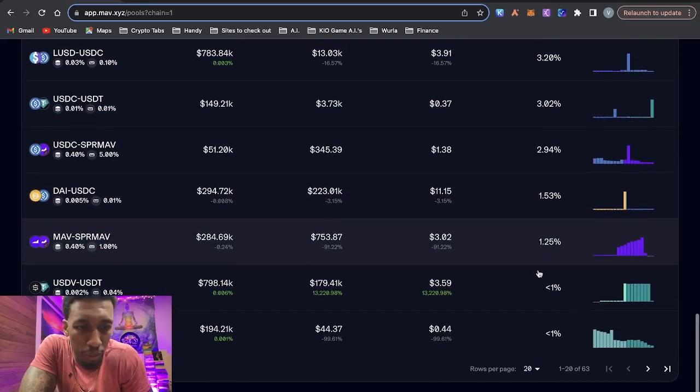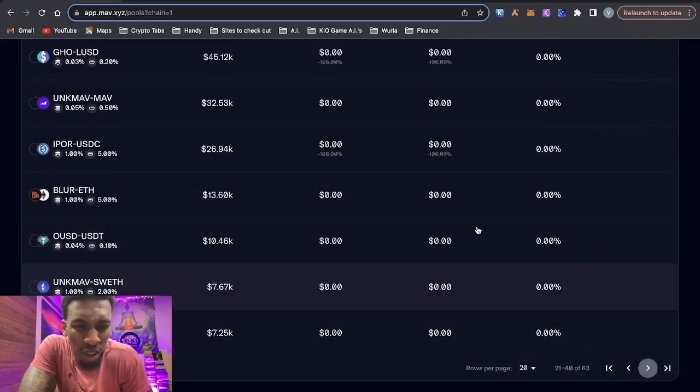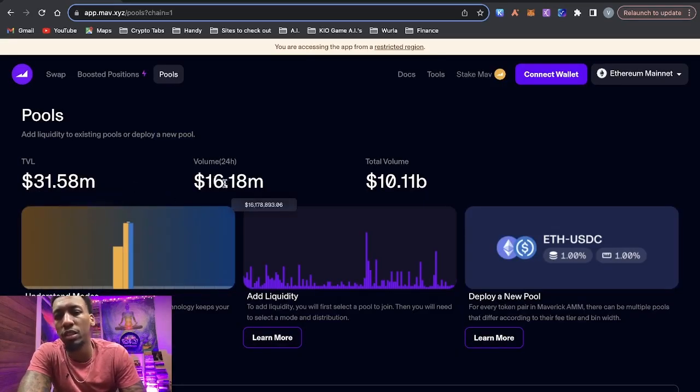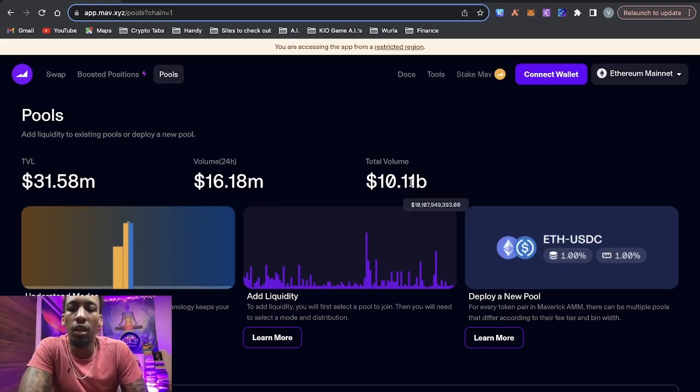So yeah, these are some of the pools. They have other pages that we can go through as well. And if you look up here, they have a TVL of 31 million, 24-hour volume of 16 million, and total volume of 10 billion.